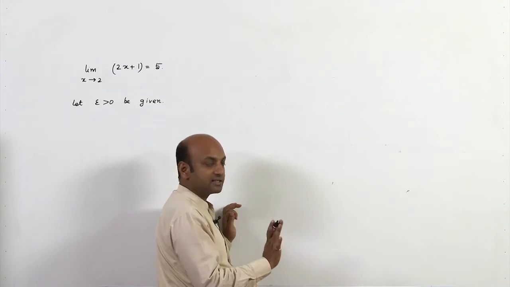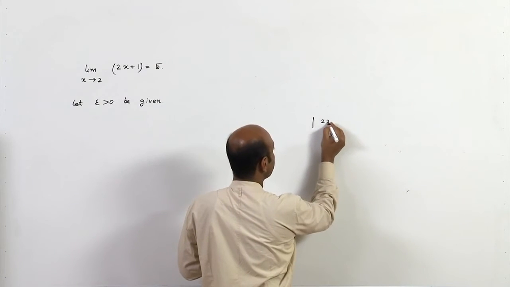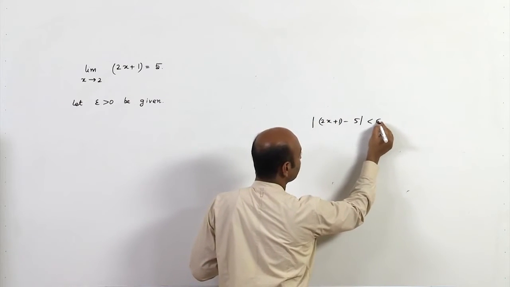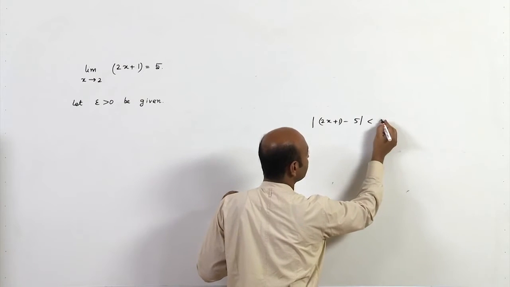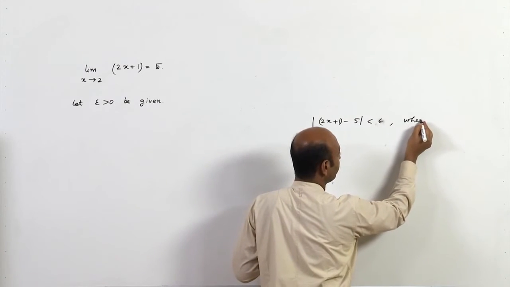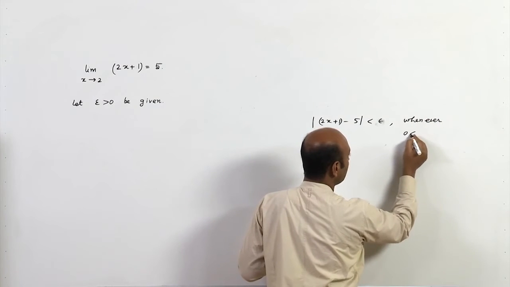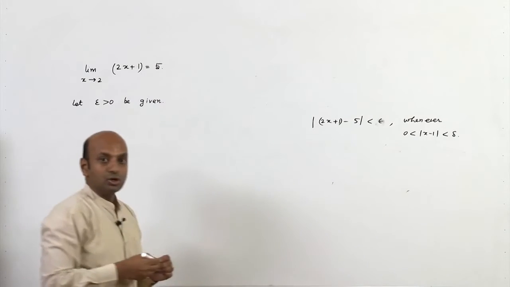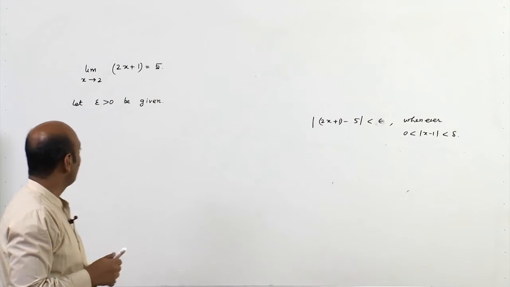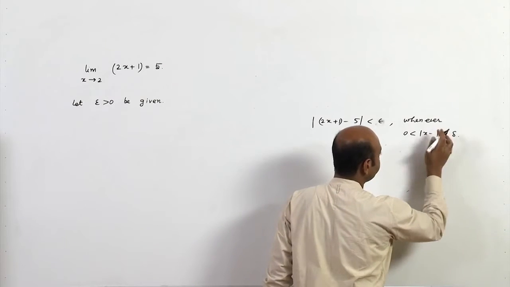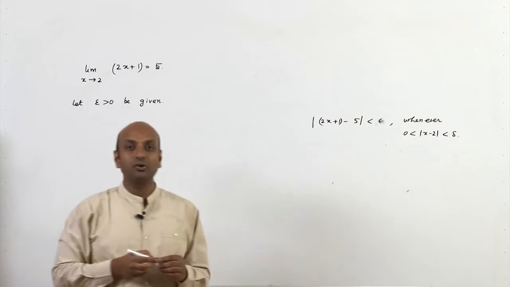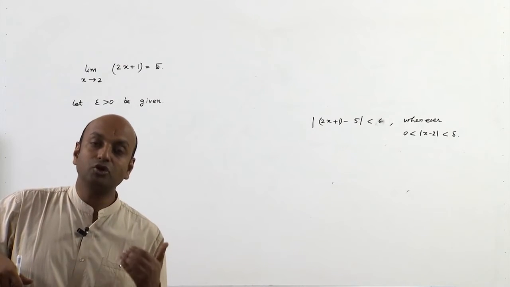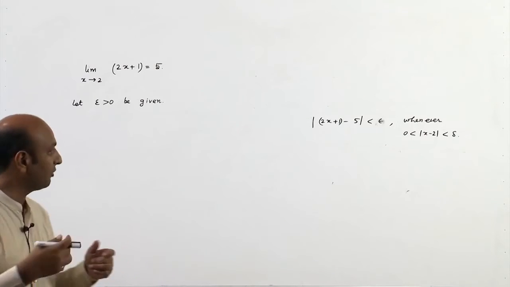a corresponding delta greater than 0 such that mod of 2x plus 1 minus 5, this is f(x) minus L, is less than epsilon whenever 0 is less than mod x minus 2 less than delta. So, basically we have to show the correspondence of delta in terms of epsilon. We have to show the existence of delta. Okay. So, how can we do that?